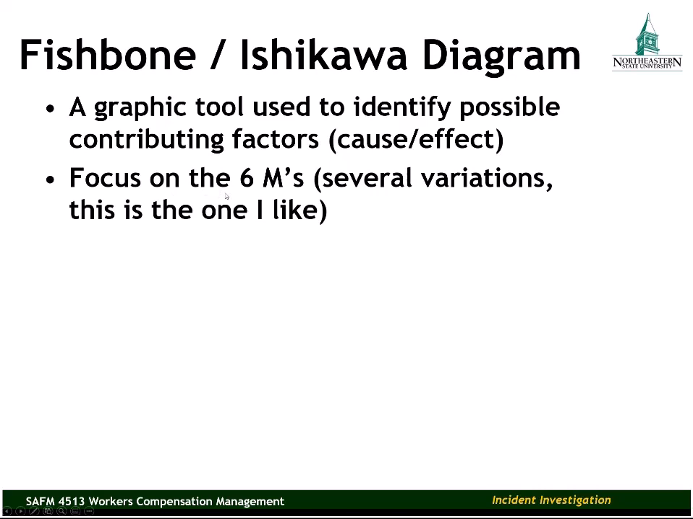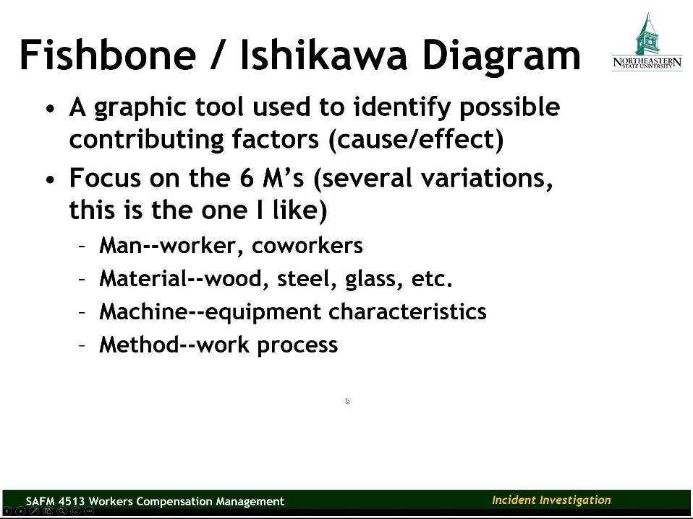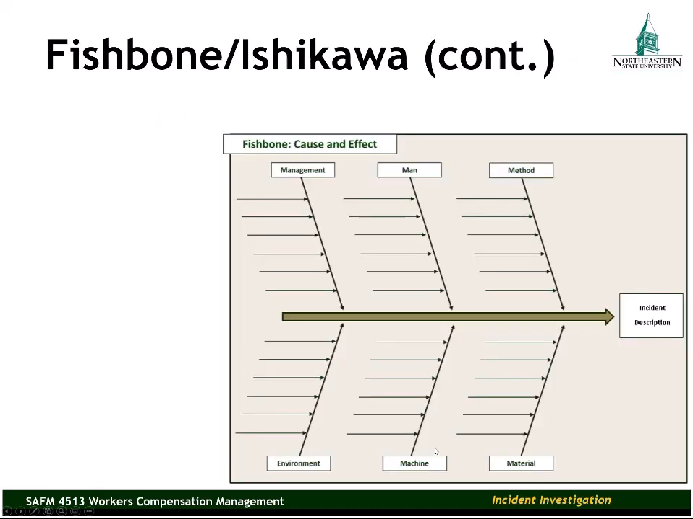There are several variations of the forms, but this is the one that I like, with the 6 M's identified as man, meaning workers or co-workers; material, could be wood, steel, or glass; machine, equipment characteristics; method, the work process; the milieu, or the work environment; and management decisions or indecisions that may contribute to the incident. These are the 6 M's. There are different forms out there, different variations, but it's basically the same process.